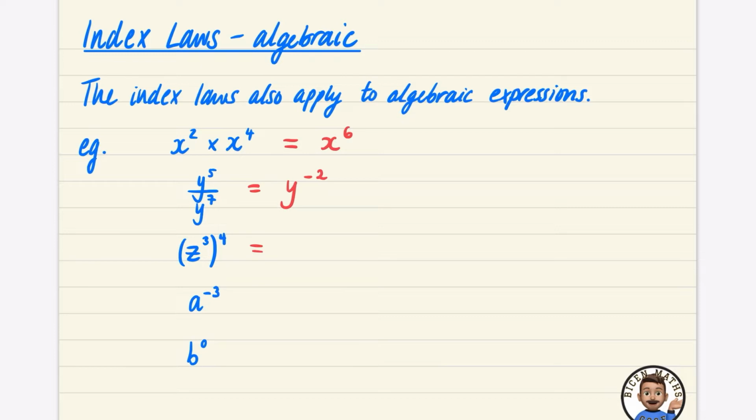Here you multiply the powers together, so you get 3 times 4, which is 12. If you have a negative power, you write 1 over the thing, but with the positive power instead. And anything to the power of 0 is equal to 1, unless this thing here, b, was 0, because we don't know what 0 to the power of 0 is. I guess with this y to the minus 2, you could also write that as 1 over y squared as well. So all of these things are going to apply to algebra as long as they have matching bases to each other.